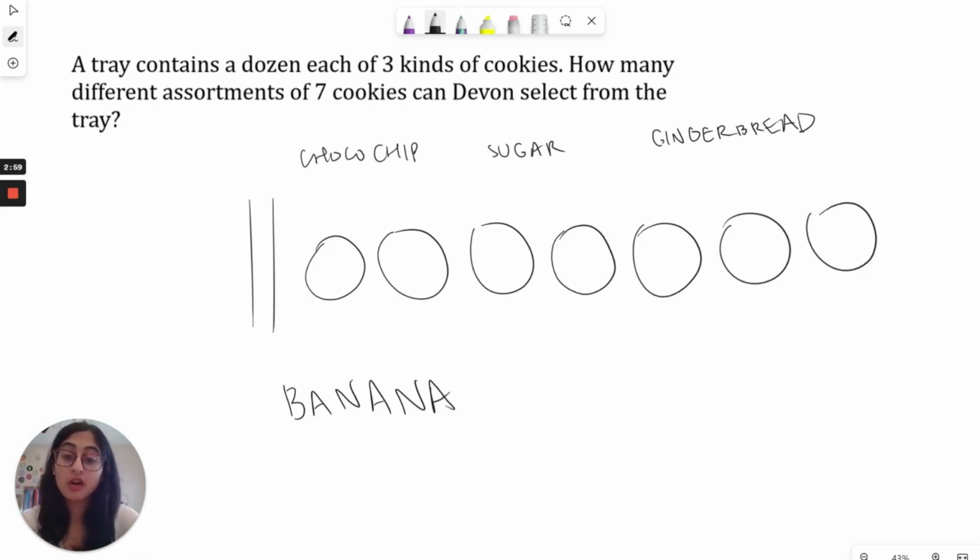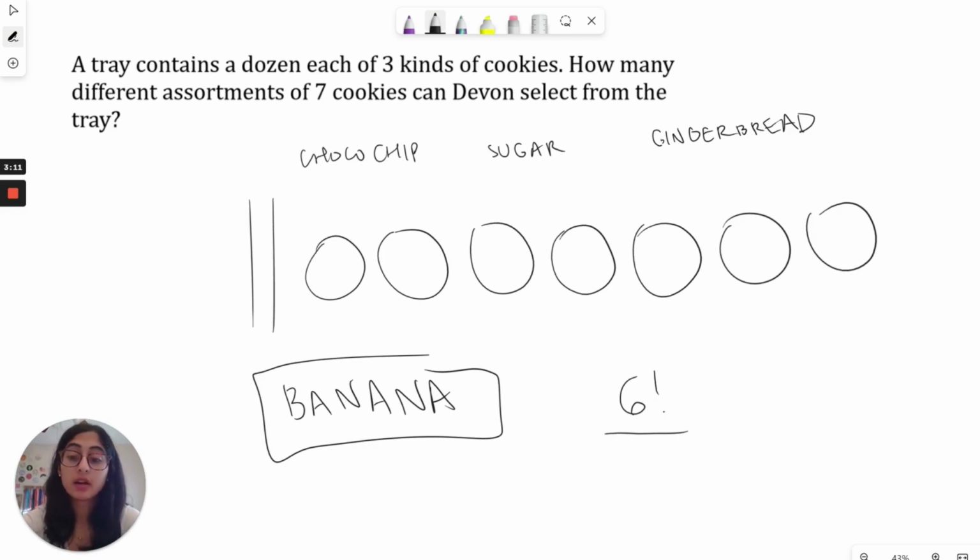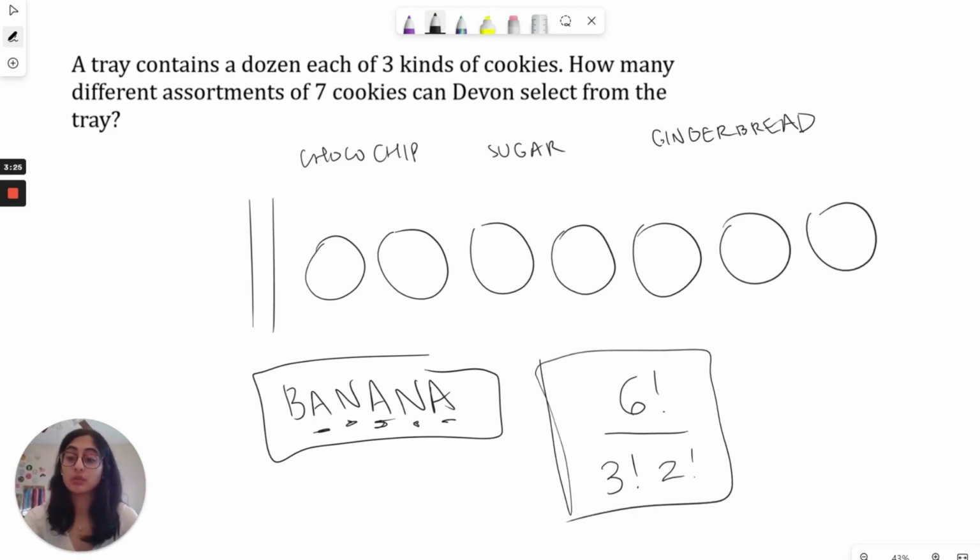And we're trying to figure out how many ways can we rearrange the letters in the word banana. Well, there are 6 letters total. So we're going to have 6 factorial, and we're going to divide it by the number of letters that are repeated. So we have A repeated 3 times, so we're dividing it by 3 factorial, and then we have N 2 times, so we're dividing it by 2 factorial. And this would give us the answer to the question, well, how many ways can you rearrange the word banana?